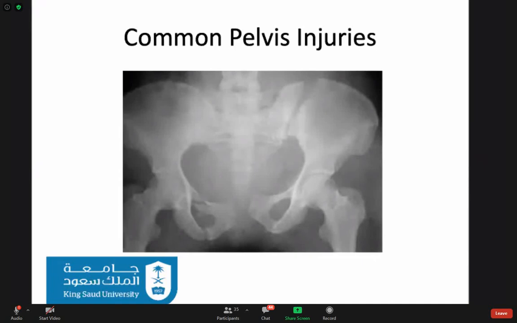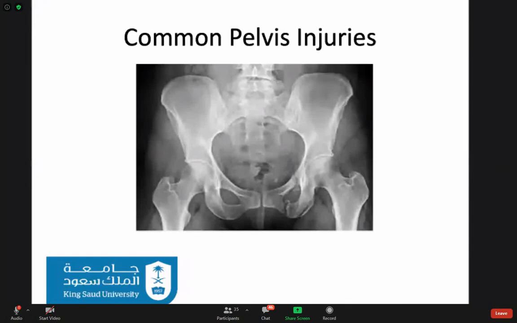Common pelvis injuries, just for examples. We have, what's this? What's this called? It's not a hip. It's an open book, not an open box. Yes, this is the open book, but this is the iliac wing, and this is where the fracture is. So this is one of the common injuries. What's this?